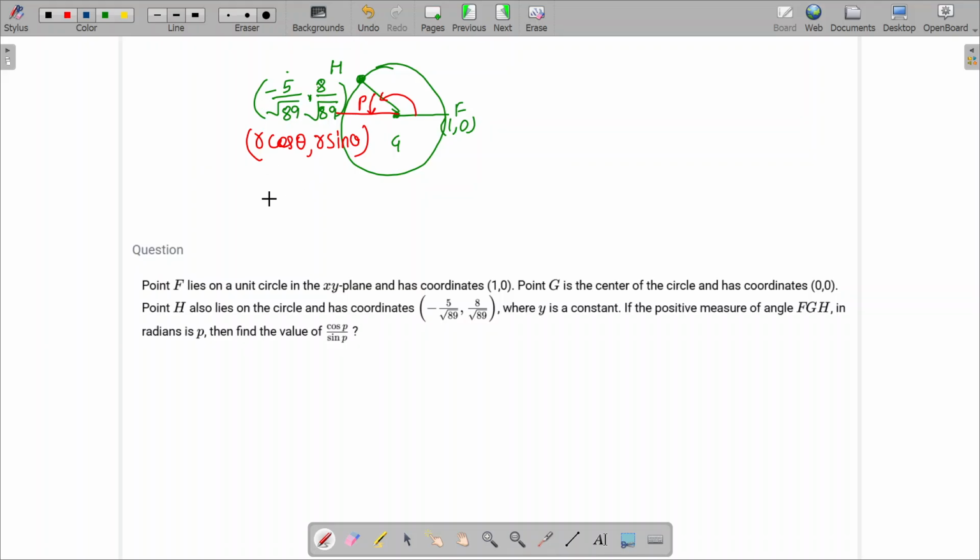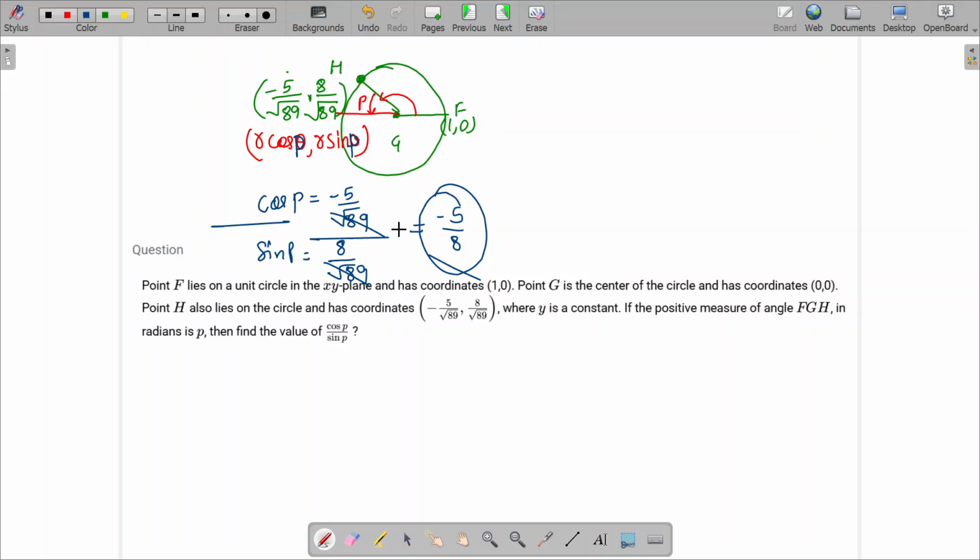So I'll directly compare. From here I can write cos theta means cos p here. The angle is p here. So I can write cos p equals negative 5 over root 89 and sine p as 8 over root 89. Divide both of them. This will get cancelled out and you're left with negative 5 over 8. That would be your answer.